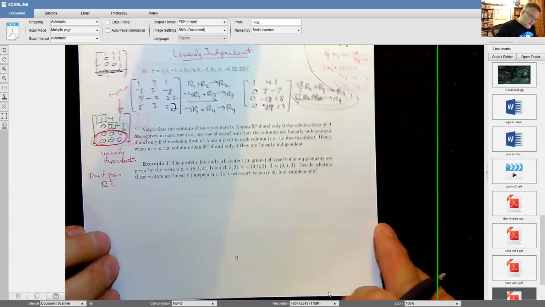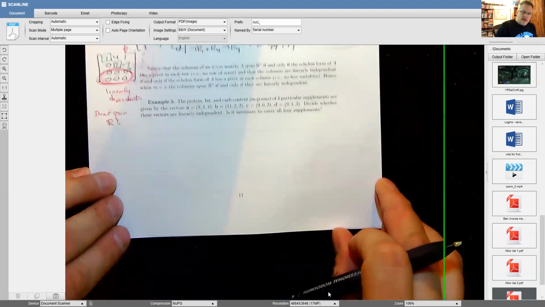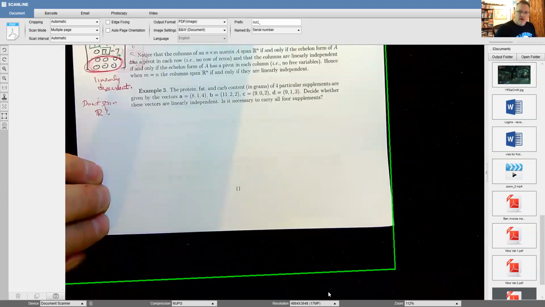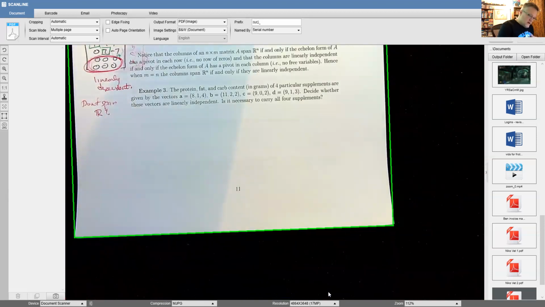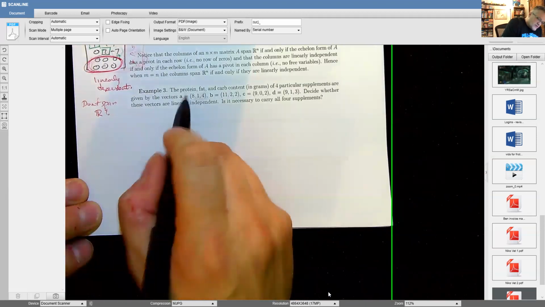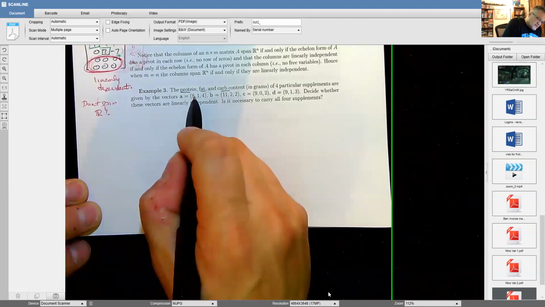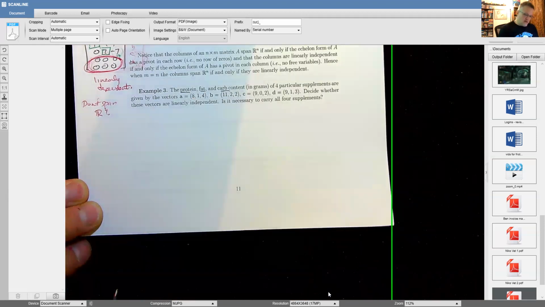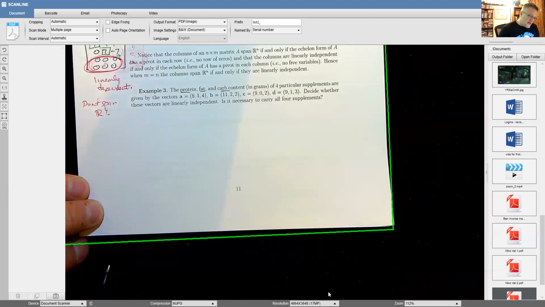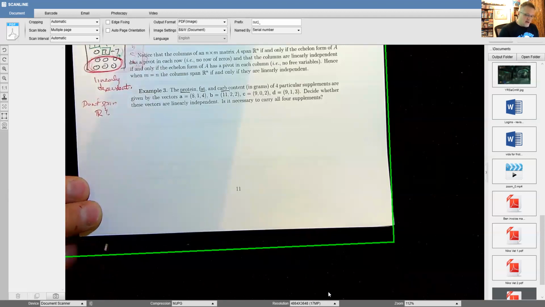All right. Let's take a look at just a practical example. Suppose you have protein, fat, and carb in grams of 4 particular supplements, and the components here, right? So the protein, the fat, and the carb are the X, the Y, and the Z, the first, the second, and the third components each time around. And we want to know if they're linearly independent.